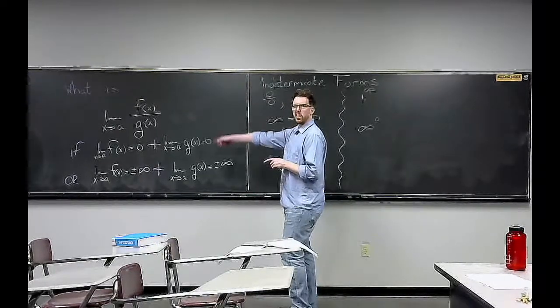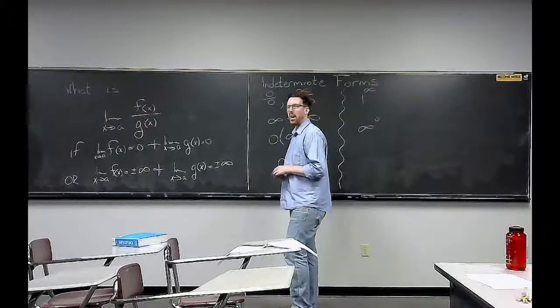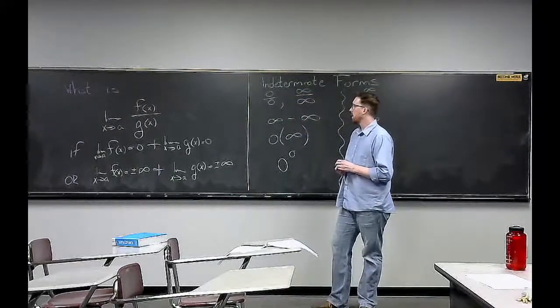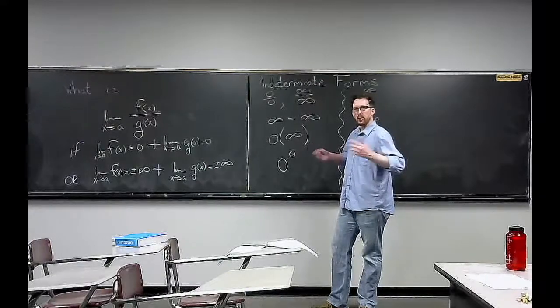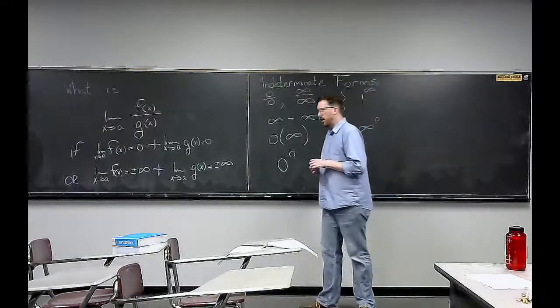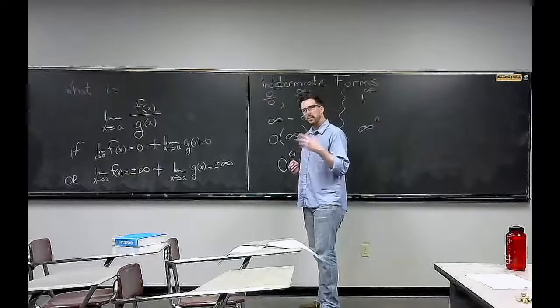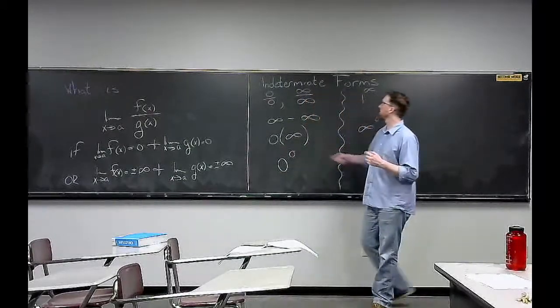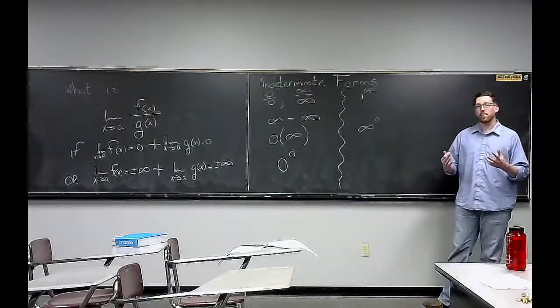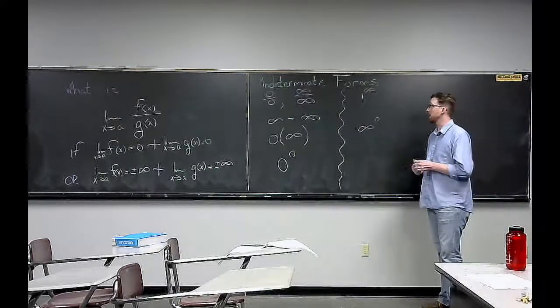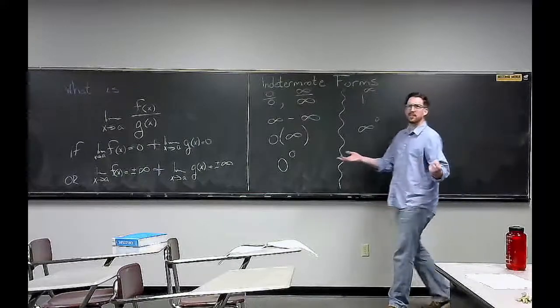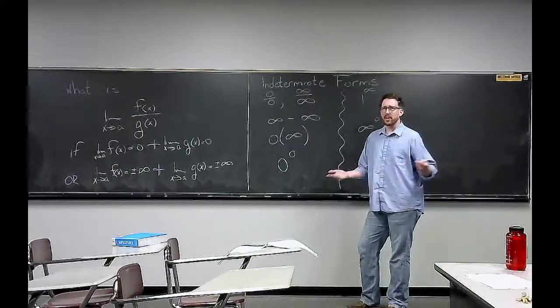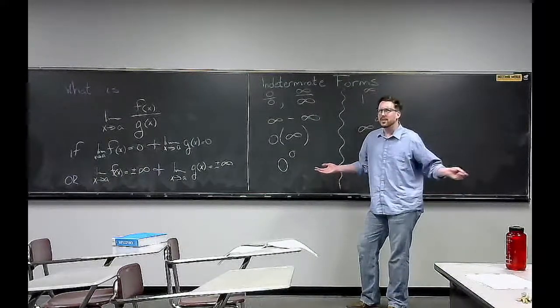What's that limit given either of those conditions are met? Well, that's going to give us 0 over 0 or infinity over infinity. Well, that is what's called an indeterminate form. An indeterminate form is just exactly what it sounds like. It's indeterminate. You can't tell anything from it. What is 0 divided by 0? You can't divide by 0, so what is that?